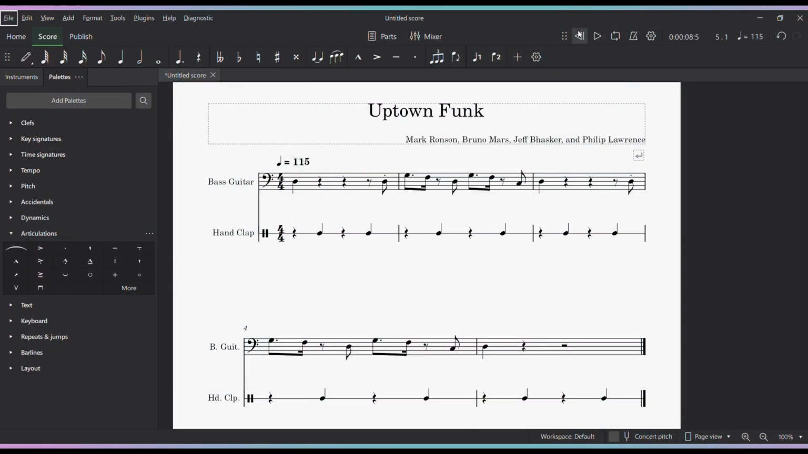A clear example of a song with 4 as the top number would be Uptown Funk by Mark Ronson and Bruno Mars.